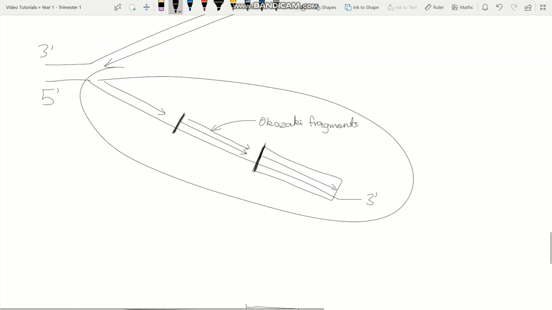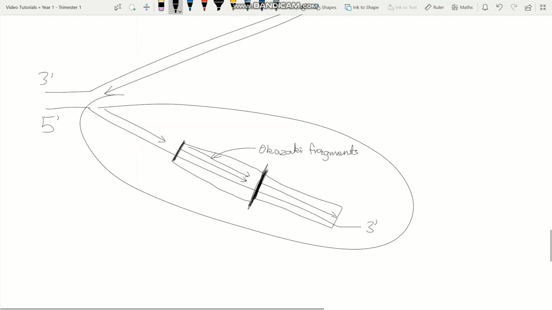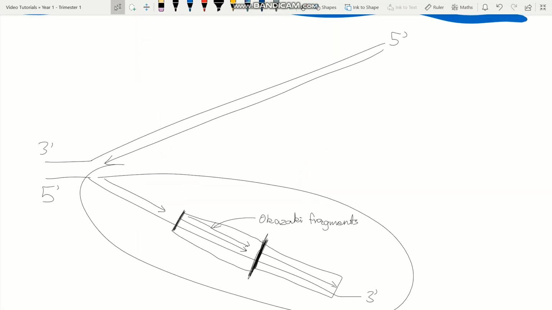And finally, another bond must be added by the DNA ligase enzyme between these two fragments in order to allow for another repairing in the break between the sugar phosphate bond. So that's essentially how DNA replication continues. And as you can see, it is a highly complicated process involving many enzymes.